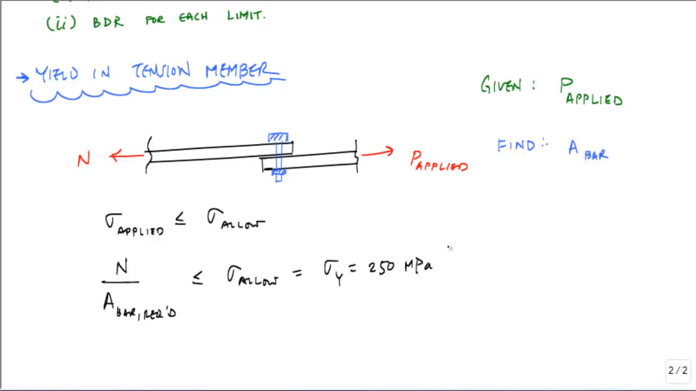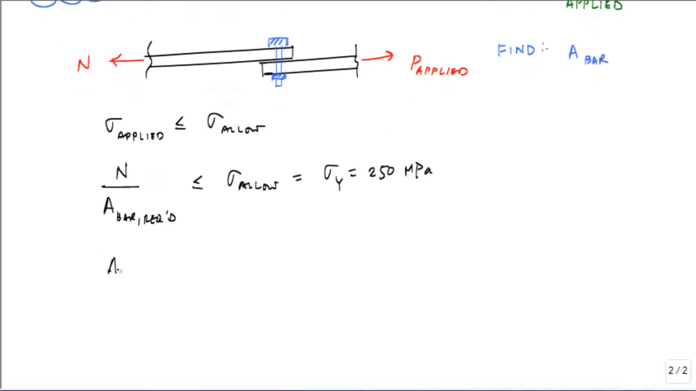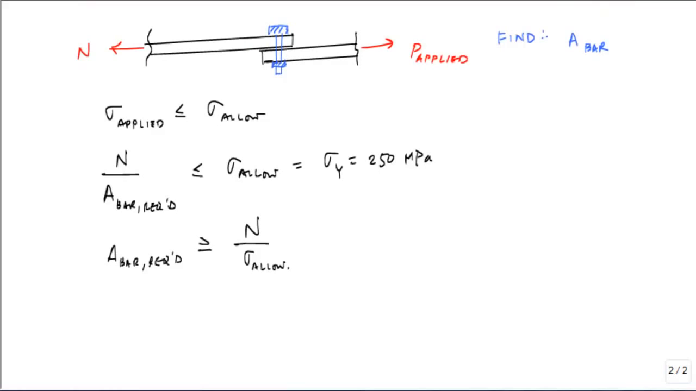And then again, just like before, if we want to include a factor of safety, we might include it over here, but that's not too important here. So here, A bar required in this case would be greater than or equal to N divided by sigma allow. From basic statics, you would say that the sum of the forces in the horizontal equals 0. It would be P applied minus N equals 0, and N would be P applied. And you would plug that into there and you get A bar. And then you would choose an appropriate area of the bar.